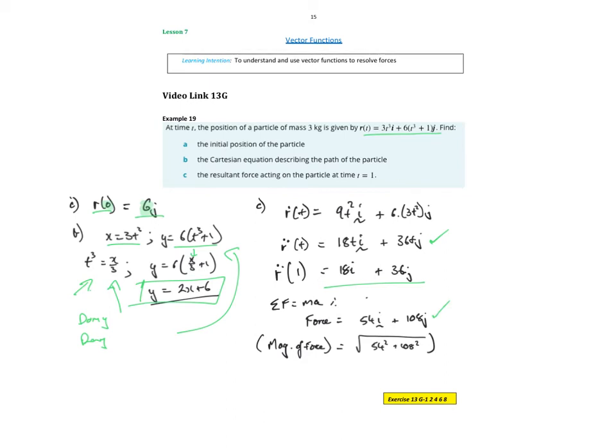If I want to know the magnitude of the resultant force, the magnitude of the resultant force is the square root of the i component squared plus the j component squared. So you just got to read the question carefully to see what they're after.